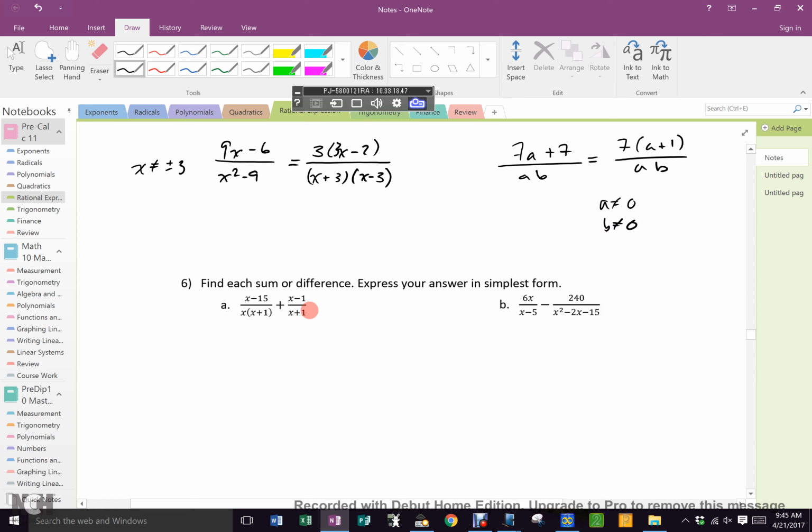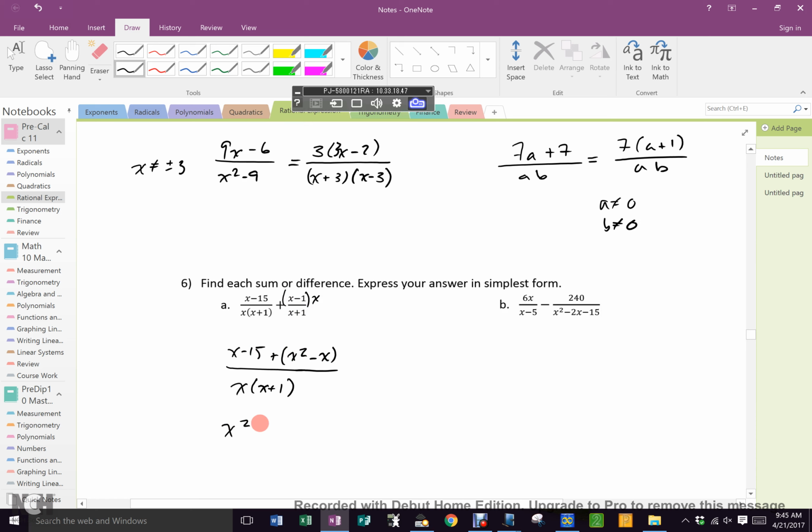Okay. What's my common denominator? X and x plus 1, right? So I've got x and x plus 1. Does this guy have it all? So does this guy change? No. X minus 15. Does this guy have it all? No, he needs the x, right? So this gets the x. So plus x squared minus x. Yes? Now what do I got to do in the numerator?